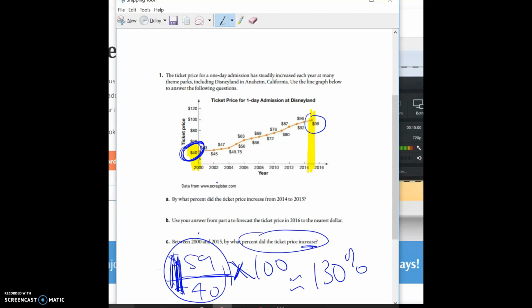All right, let's pause, and then go ahead and read through that next example, and we'll pick up on the next page.